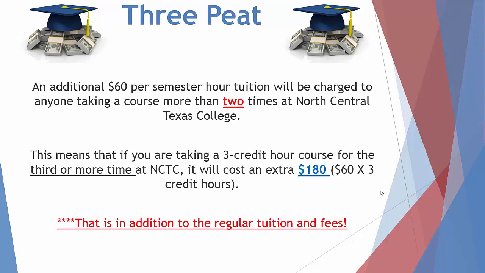In accordance with the Texas Higher Education Coordinating Board, NCTC has a three-peat rule. An additional $60 per semester credit hour tuition will be charged to anyone taking a course more than 2 times at NCTC. This means that if you are taking a 3 credit hour course for the 3rd or more time at NCTC, it will cost an extra $180, $60 times 3 credit hours. That's in addition to the regular tuition and fees.